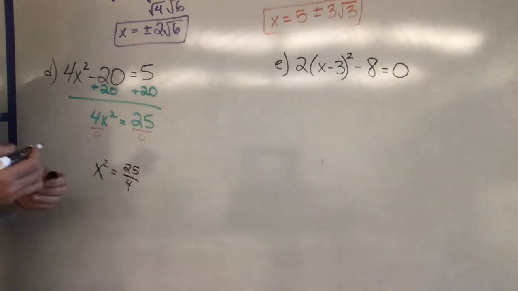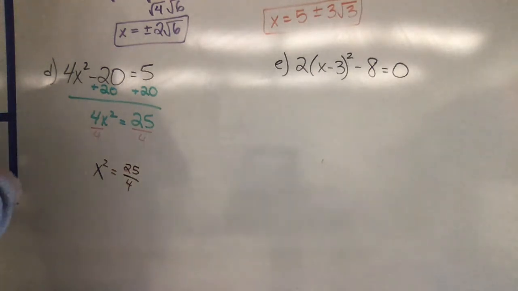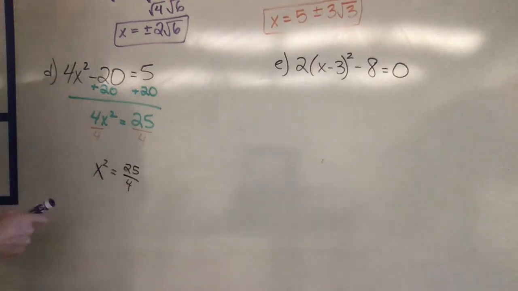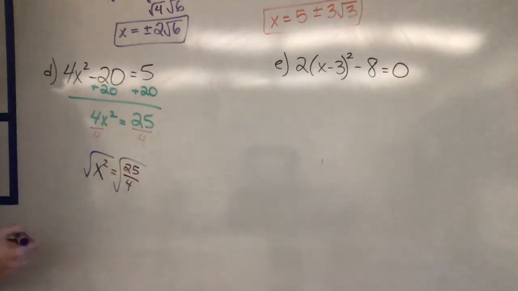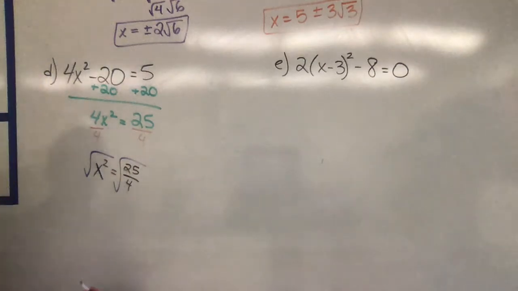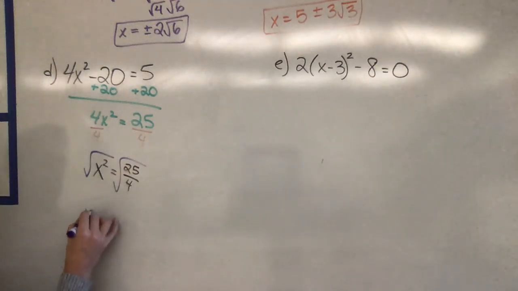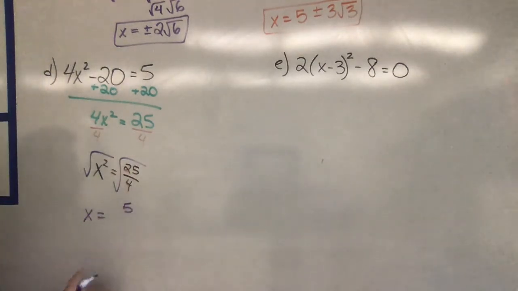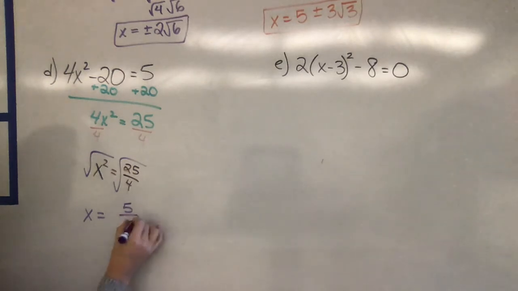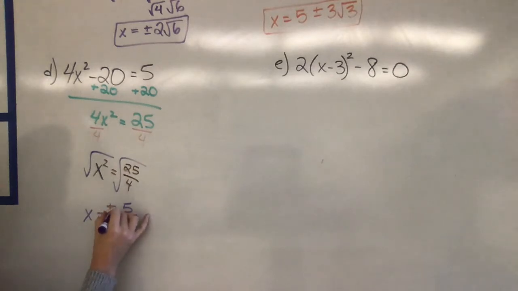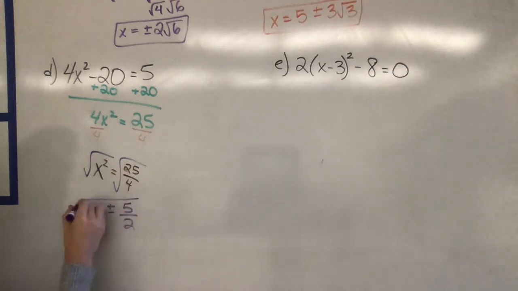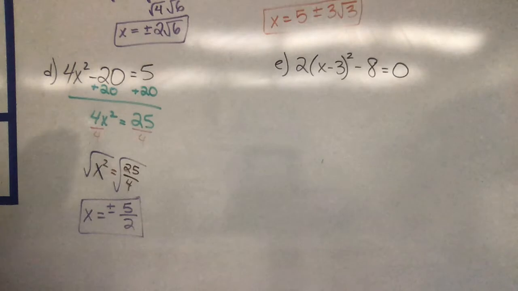X squared equals 25 over 4, and then we have to square root at the end. So, when you square root a fraction, you just square root each part. So the square root of 25, that's a perfect square. It's 5. Square root of 4 is 2, also a perfect square. But don't forget, could be positive or negative 5 over 2. So positive 5 over 2 works in the original equation. Negative 5 over 2 works in the original equation.